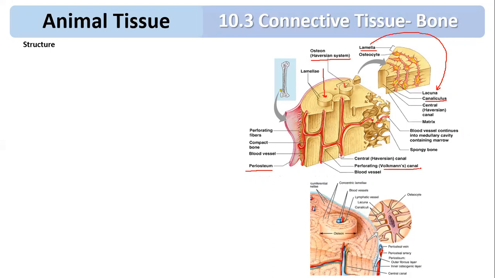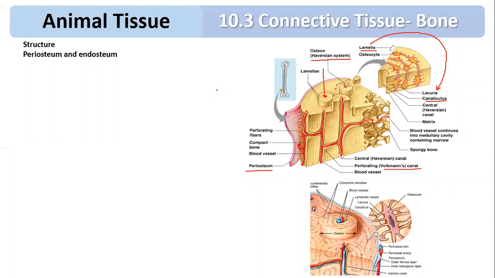Okay, so in the second diagram, you can see there is the lacuna. You can see there are canaliculi. You can see there are osteocytes. So this picture is clear to you, I hope. So you can see this over here. Just look at the points.